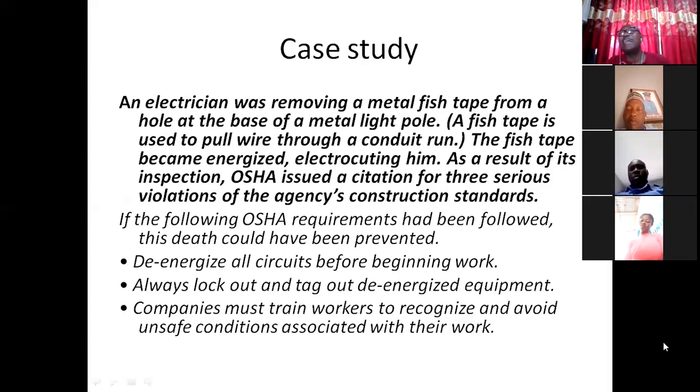They asked the guy to go and change the wire, and he just went. He didn't check whether there is current on the wire or not. He did not lock it out or tag it out. Why? Because he was not trained that before you carry out any electrical work, you must what? De-energize it. And that is a fish tape.